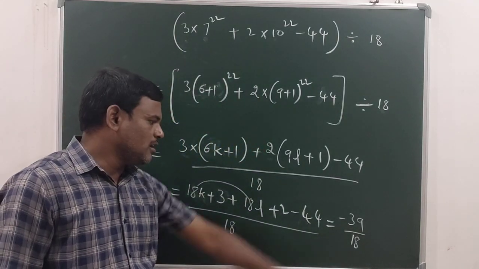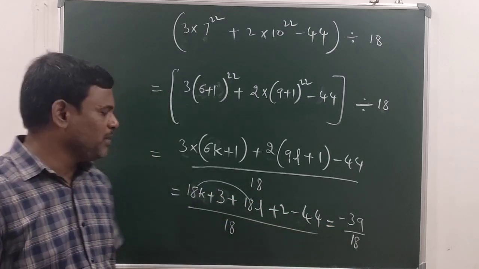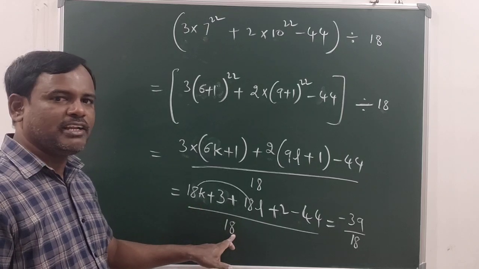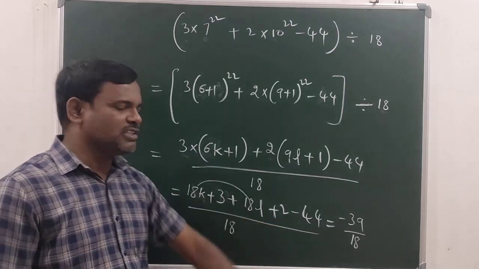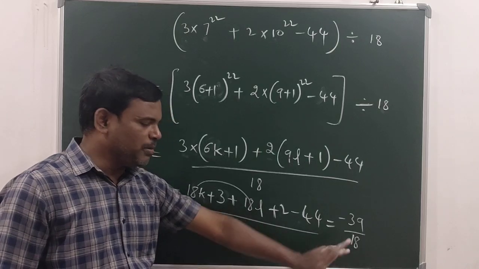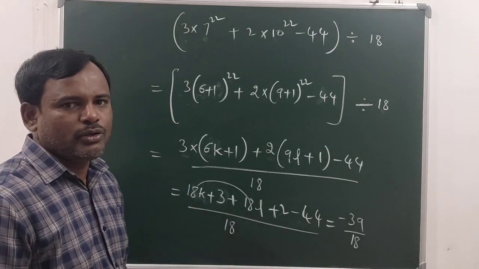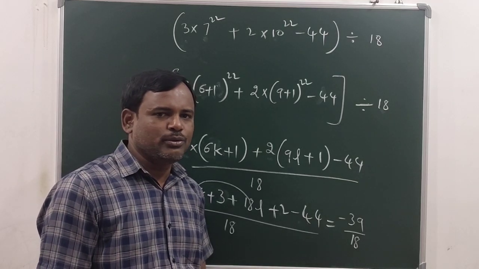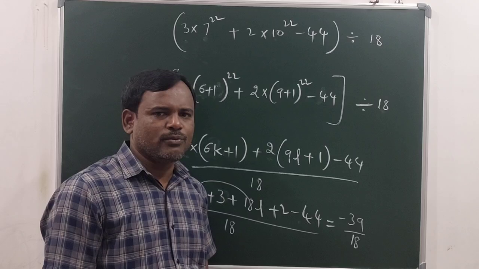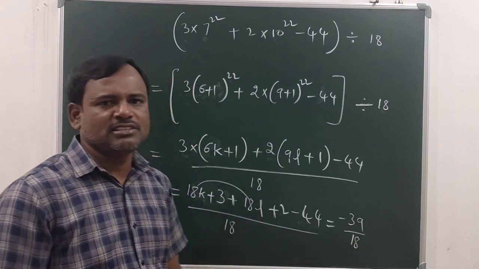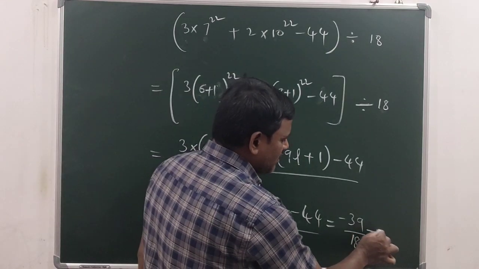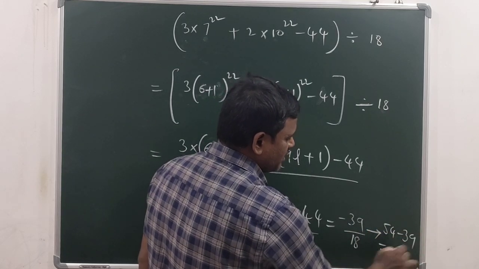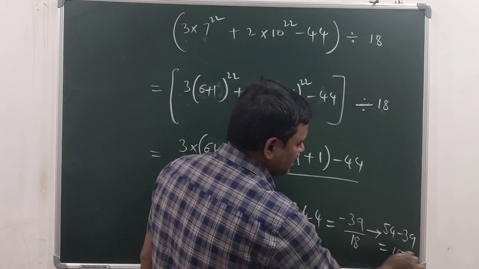Okay, students. Now what is the remainder when it is divided by 18? Tell me. So here this is a multiple of 18. Hence when you divide this by 18, the remainder is 0. 3 plus 2 is 5, 5 minus 44 is minus 39. So in this type of problem, what do you do to get the remainder? You have to take the multiple of 18: 18 ones are 18, 18 twos are 36, 18 threes are 54. So 54 is more than minus 39. So subtract this 39 from 54. 54 minus 39 is 15. 15 is the required remainder.